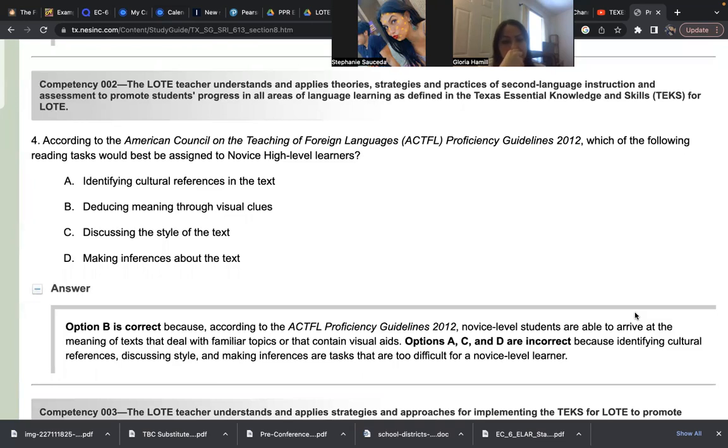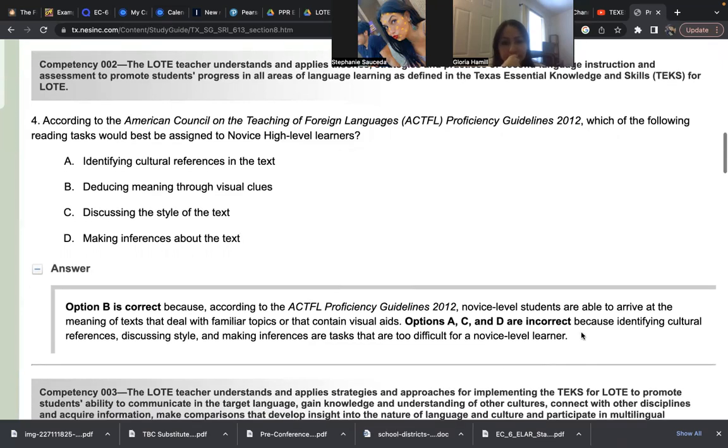Novice level students are able to arrive at the meaning of texts that deal with familiar topics or that contain those visual aids. So I always tell my teachers, if you have ELL students, you better be providing visuals about anything. Show all the different examples you could possibly find, to illustrate for them that new word or that new idea as best as possible. So visual aids are great always. The other options, cultural references, discussing style and making inferences, are tasks that are too difficult for the novice level reader.